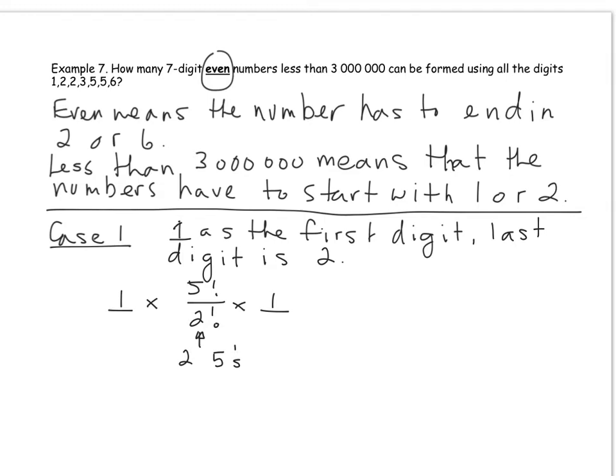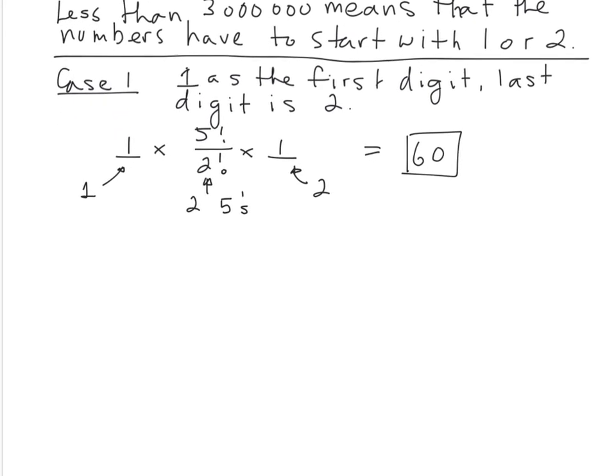So we've still got 7 numbers. We're starting with 1, and ending with 2. This would be the number 1 in here, and this is the number 2 in here. Okay? Then what's left in the middle? We have the other 2, the 3, the 5, the 5, and the 6. Okay? And this gives us a total of 60. If you want to stop it here, you can stop it here.